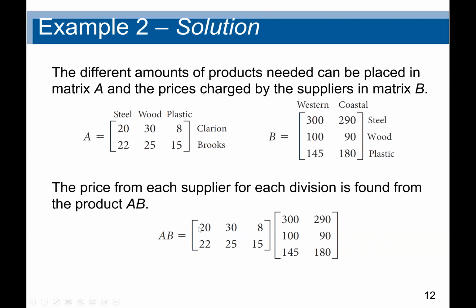So now we are going to take 20 multiplied by 300, plus 30 multiplied by 100, plus 8 multiplied by 145. The answer will be in the position of first row, first column.